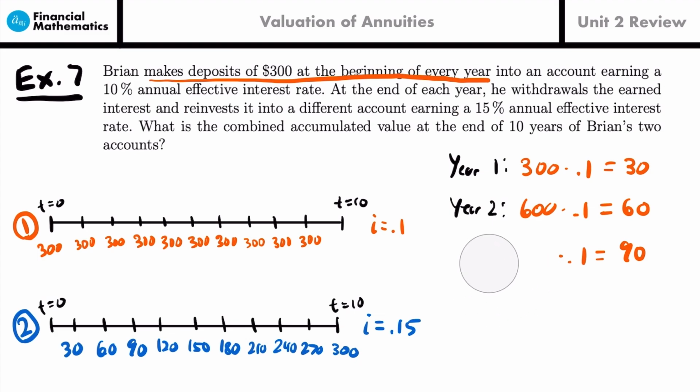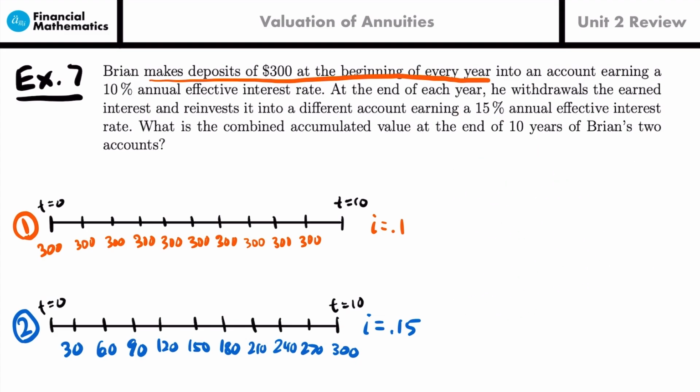All right, so I'm going to erase this work now. We now have 2 timelines that represent both of Brian's accounts. Now what we want to do is calculate the combined accumulated value at the end of 10 years for Brian's 2 accounts. In other words, we want to calculate the future value at time 10 for both of these accounts and add them together. Let's start with the first account. What is the future value of the account at time 10? You might be tempted to say the future value is equal to 300 s double dot 10 bracket 0.1.